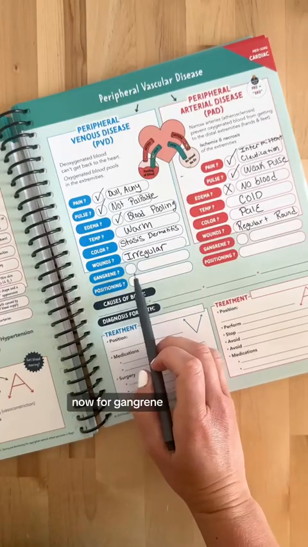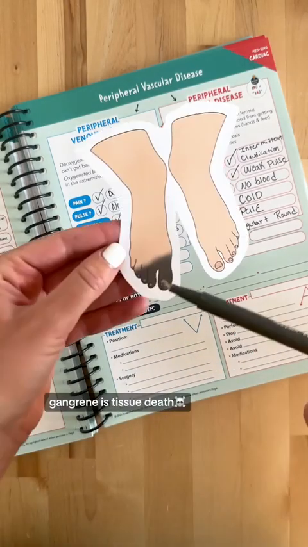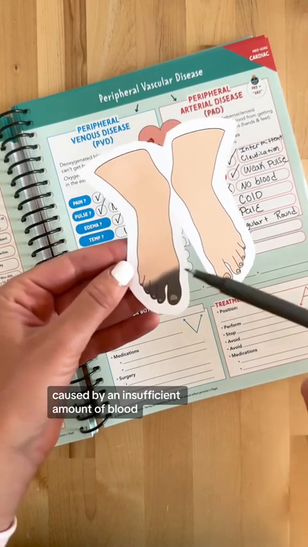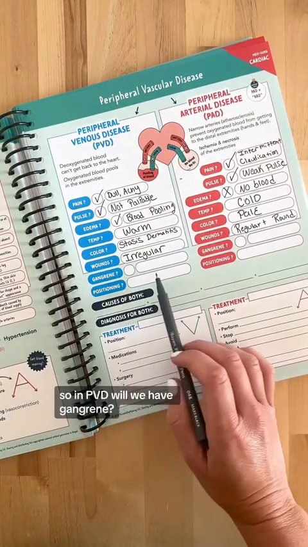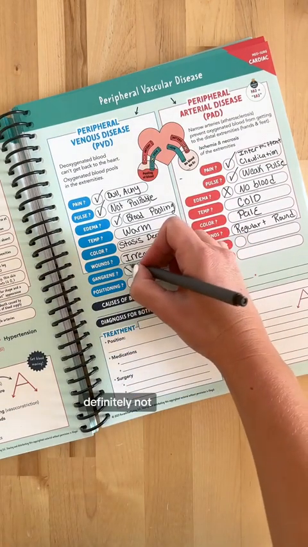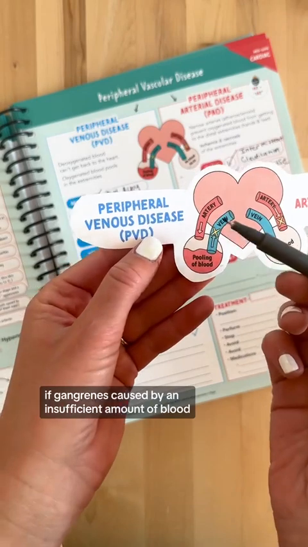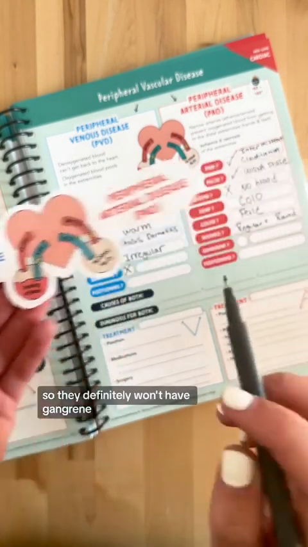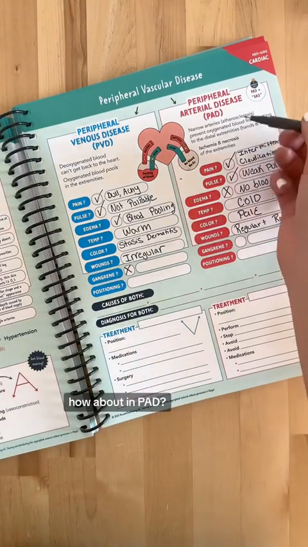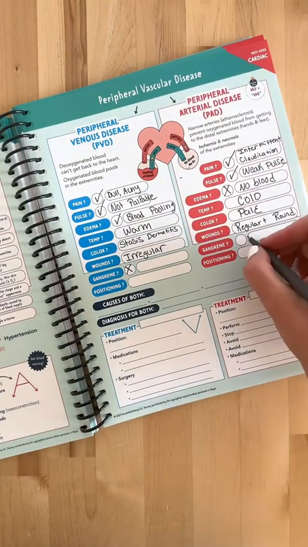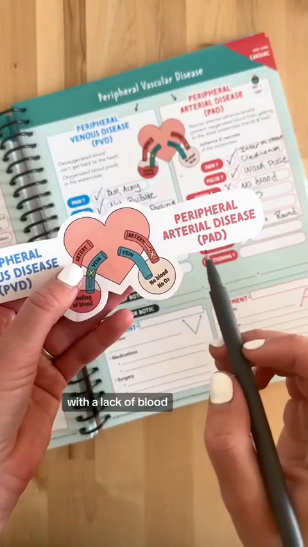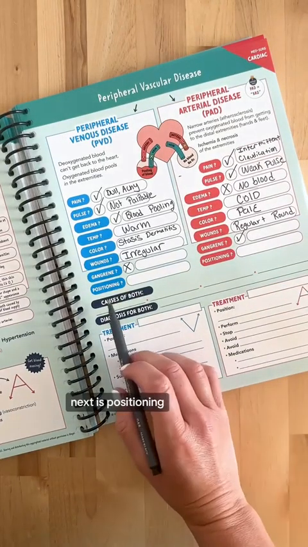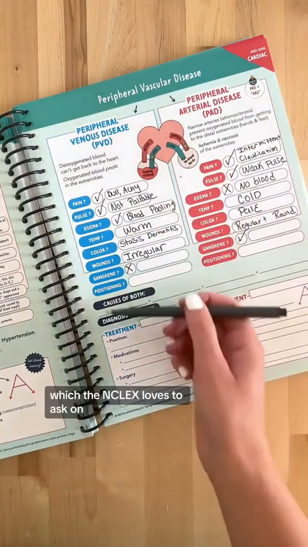Now for gangrene. What is gangrene? Gangrene is tissue death caused by an insufficient amount of blood. So in PVD, will we have gangrene? Definitely not. If gangrene is caused by an insufficient amount of blood, in PVD, we have way too much blood, so they definitely won't have gangrene. How about in PAD? Yes, this is an issue here with a lack of blood, so we will definitely see gangrene.